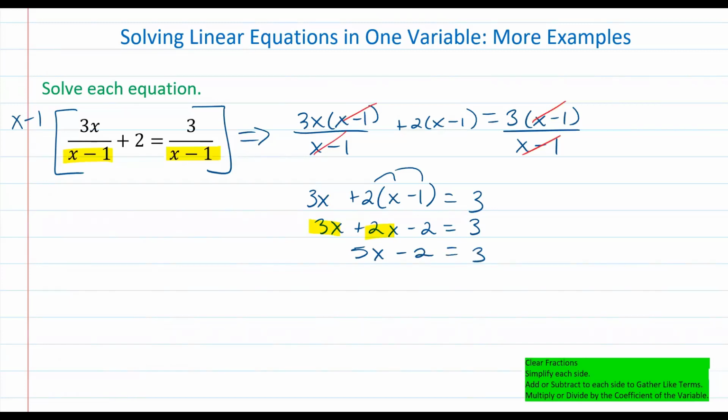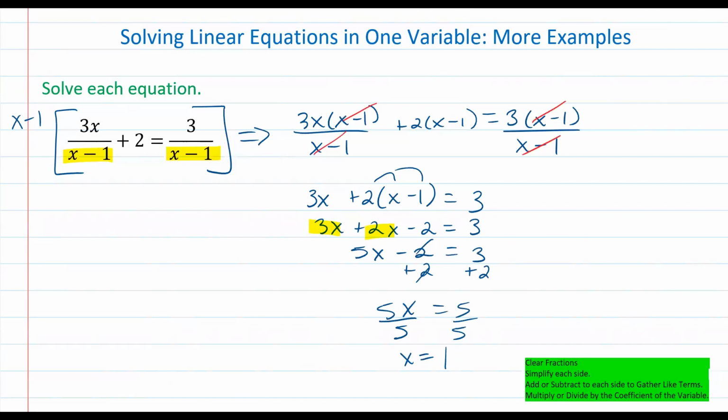Now we have to gather. All the variable terms are already on the left side, but let's gather the constants on the right. So let's add 2 to both sides to get 5x is equal to 5, and finally divide by 5 because remember we would like a coefficient of 1 for x. And so our answer is x is equal to 1.